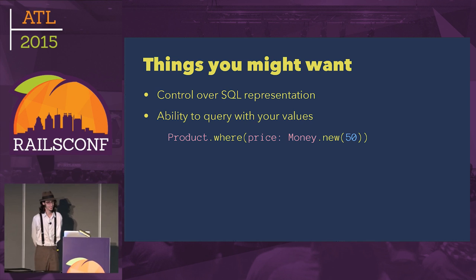But the really hard one right now is you might also want to be able to use this object as a value in a query. Being able to pass it to where is incredibly useful. So Rails overrides the types of attributes internally all over the place right now. And you might be wondering, if this is so hard, how does Rails do it? And if you guessed with a giant pile of hacks, you would be right. It's a giant pile of hacks.